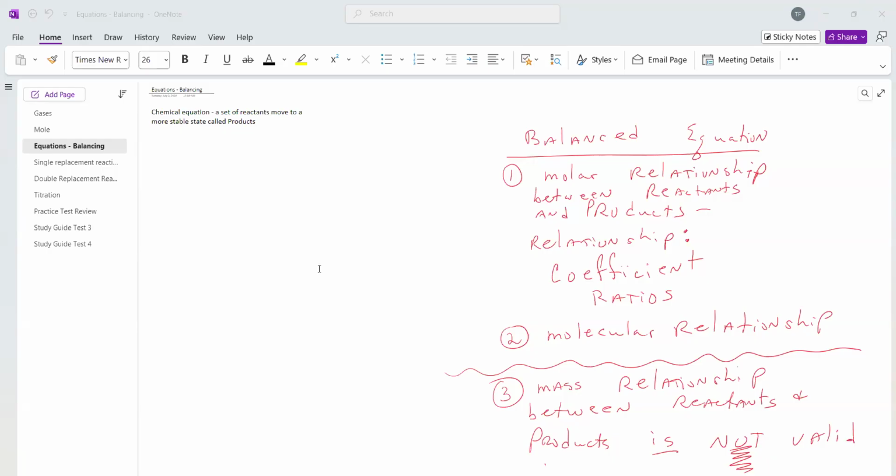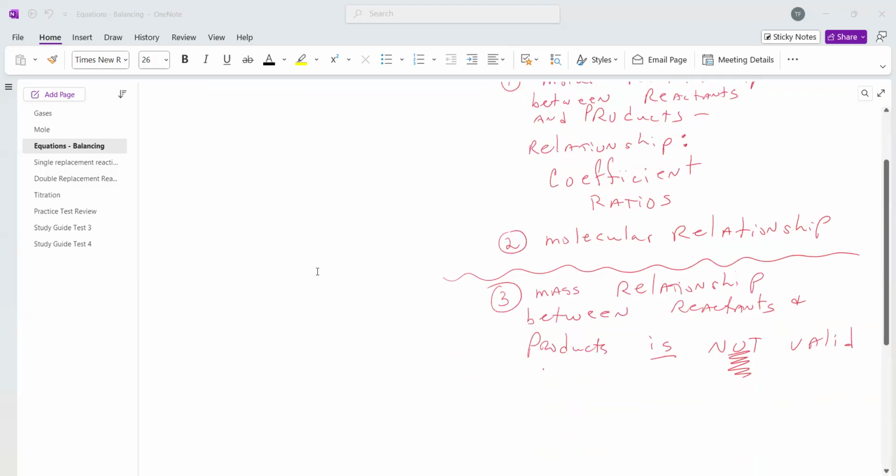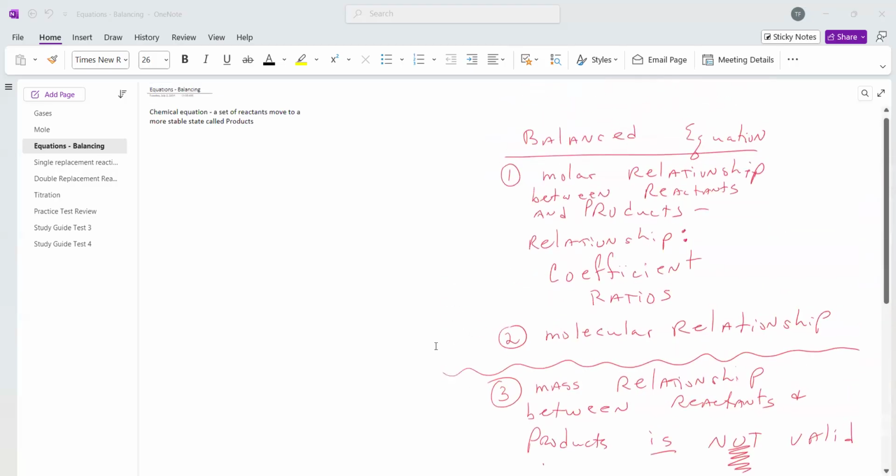Once we balance that chemical reaction, we have a molar relationship between the reactants and products. We also have a molecular arrangement. What we don't have is a mass relationship. In other words, if I have a chemical equation and I say 15 grams of this gives me how many grams of that, the relationship is through moles. So we have to convert to moles first. So the mass relationship is not valid. Important. Understand that.